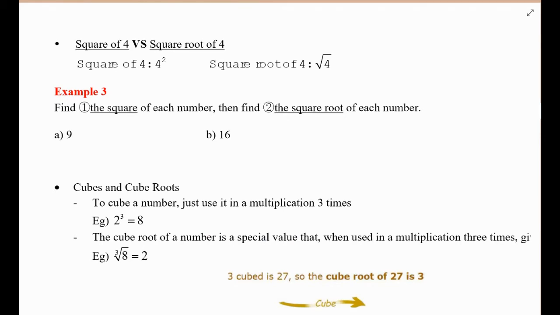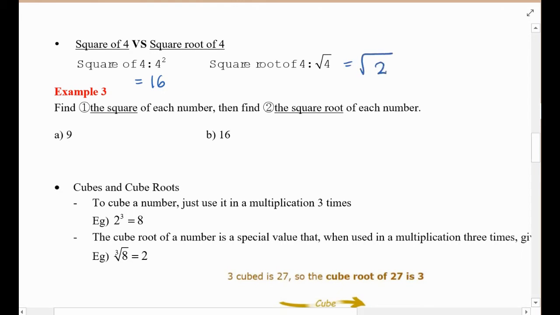Square of 4 versus square root of 4. Some students get confused with those two. They have different meanings. Square of 4 means you have to repeat multiplying 4 twice, which is 4 squared. That is 4 times 4, 16. Square root of 4: you have to think about what number you have to repeat multiplying to get 4.